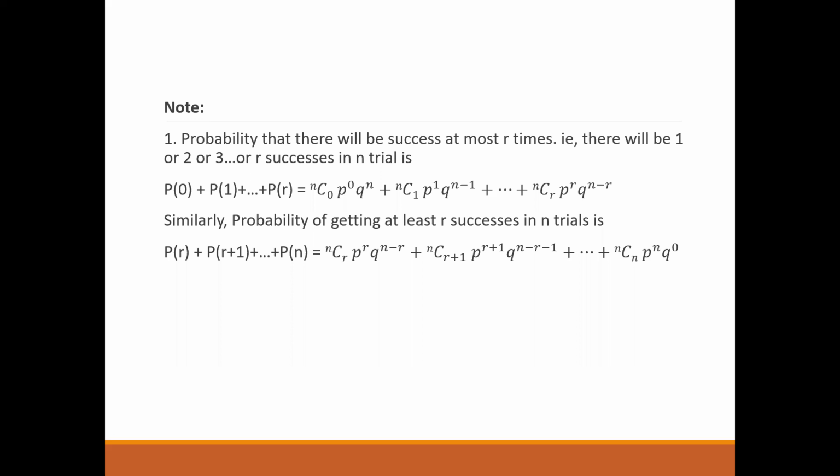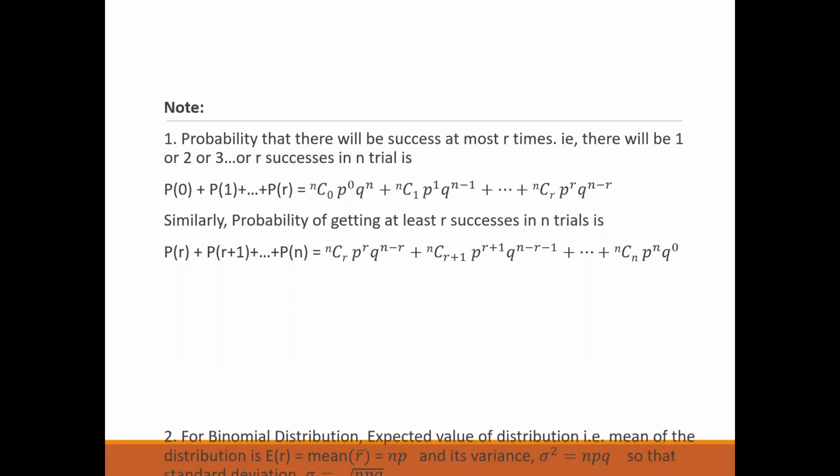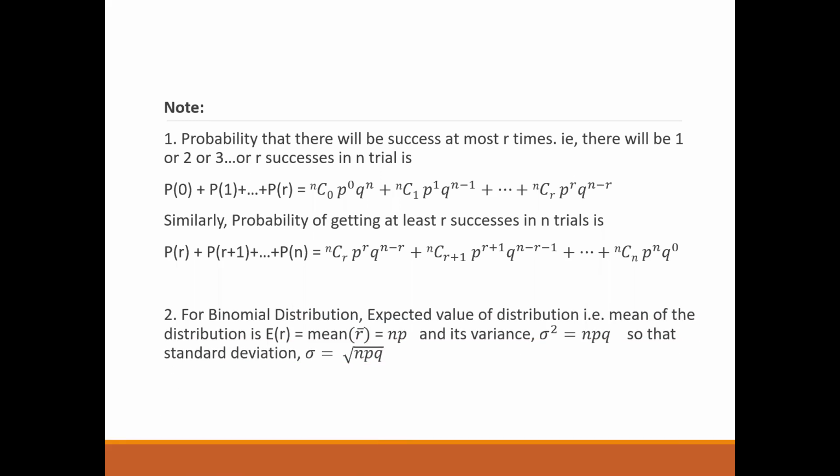Now, in case of binomial distribution, your expected value, that is your mean, is given by NP, that is N multiplied by P. Note down this as well. So the mean is given by the formula N into P, the variance is given by N into P into Q, and the standard deviation will be the square root of NPQ.